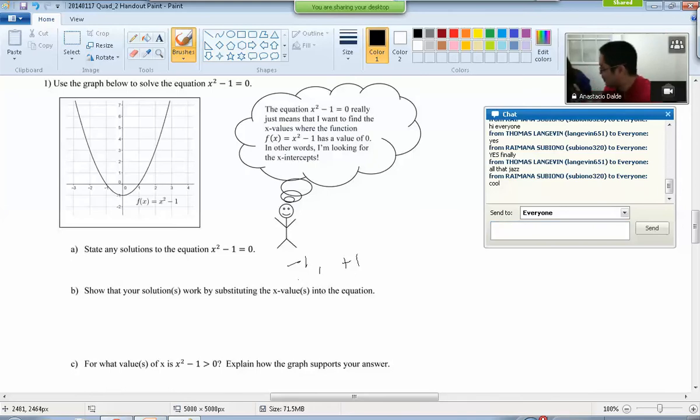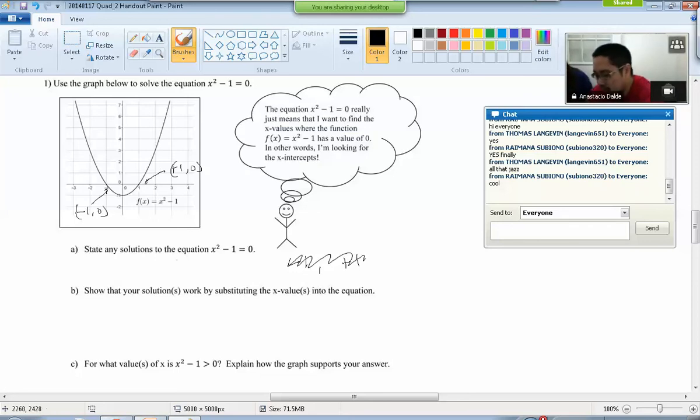It's not really -1 and +1. If I wanted to tell you the exact points, this point would be (-1, 0), and then this point would be (+1, 0). Those are the two solutions, technically. The first number identifies the x value, and the second number identifies the y value. You guys know this? Graphing coordinates and that kind of stuff.